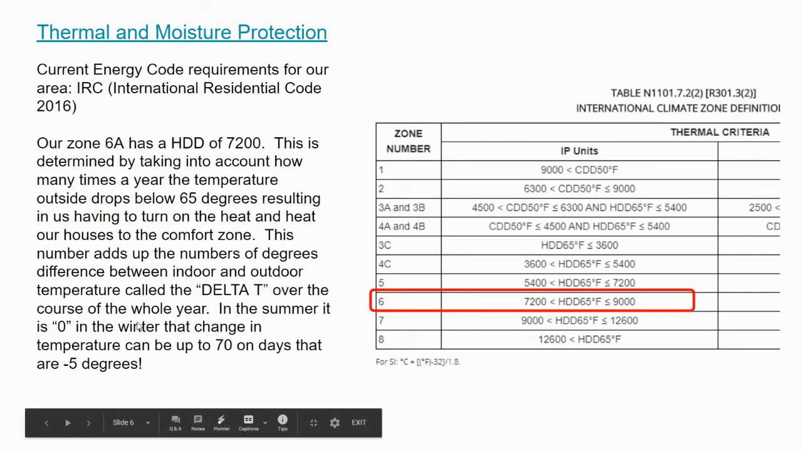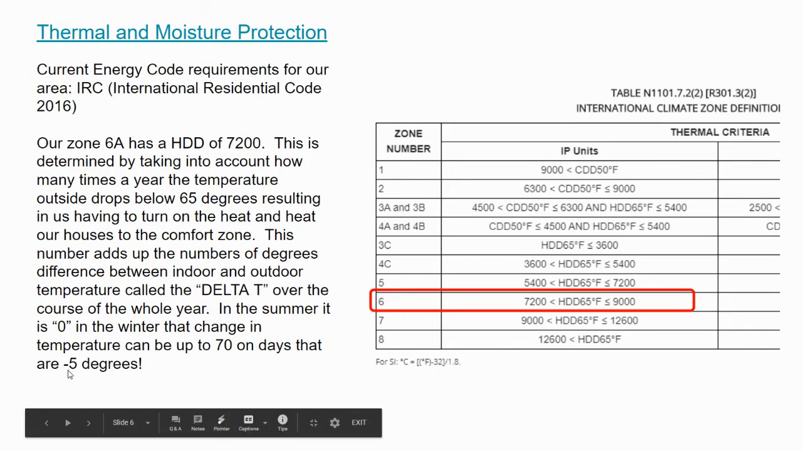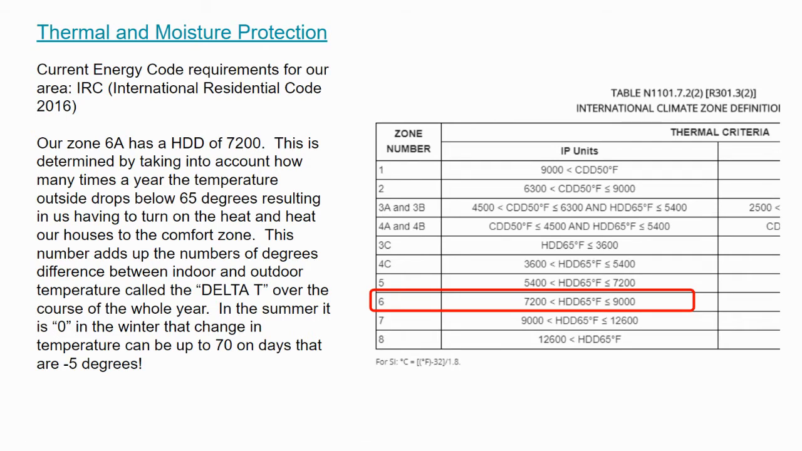So an example here is if in the summer it's 0, a 0 delta T, but in the winter if I have an outside temperature of -5 degrees, then that means that I have a change, or delta T, in temperature of 70 degrees difference from the inside comfortable temperature of 65 to the outside temperature of -5. That's a difference of 70 degrees. And that means I need to use a lot of heat to do that.